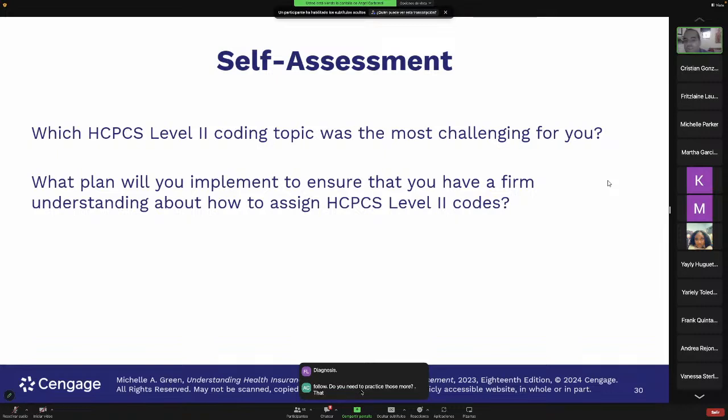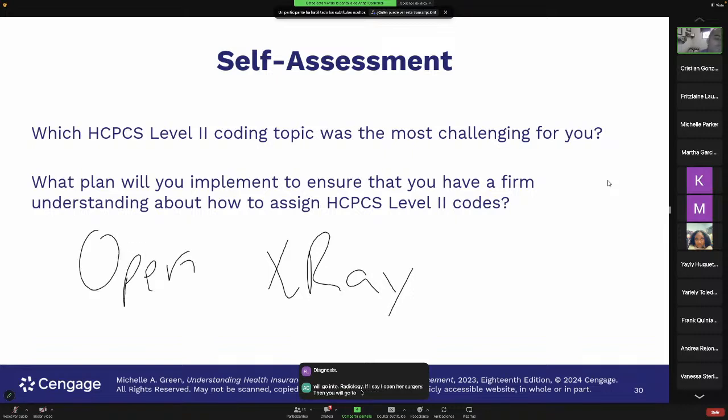CPTs, they are a structure. If I say CPT for X-ray, you will go to radiology. If I say open heart surgery, then you will go to surgery. If I say E and M, you will go to the first, to the 99s. So it's kind of like an easier way to follow.